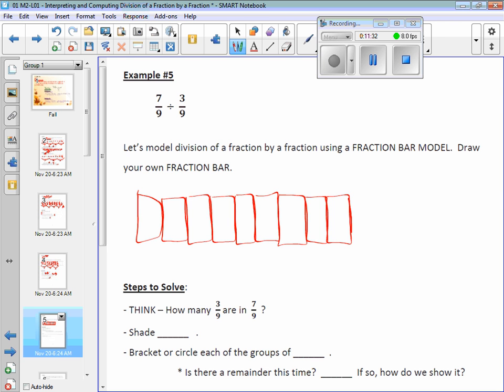There's my 9. How many am I shading? Did everybody see the mistake I made? I have one box too many. Now I'm good.